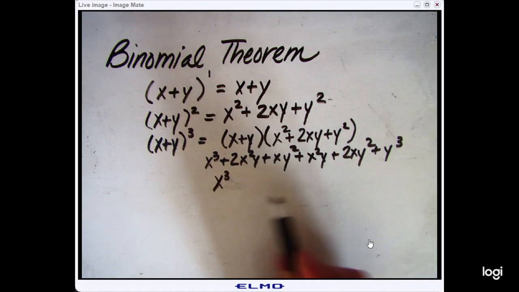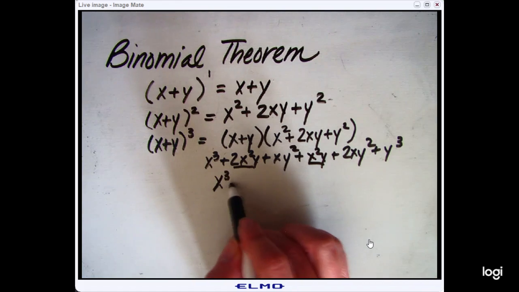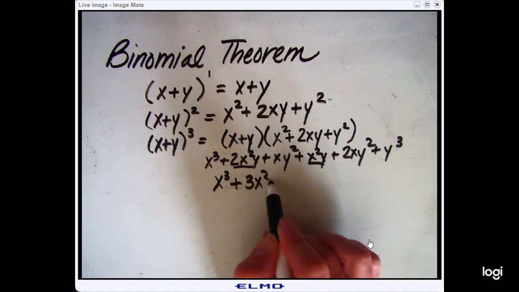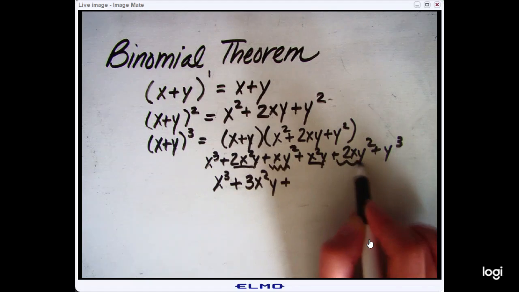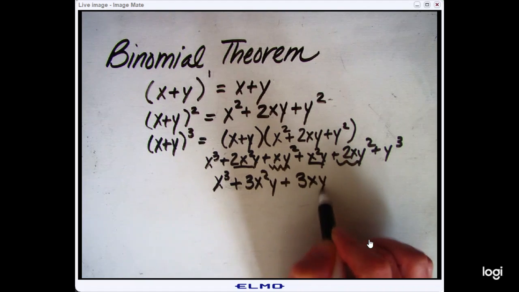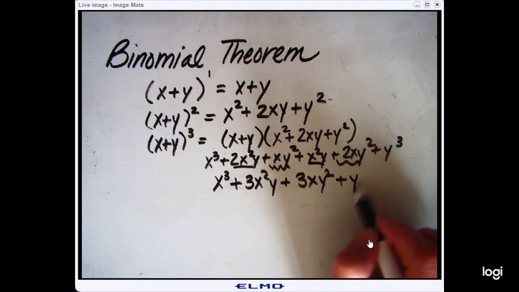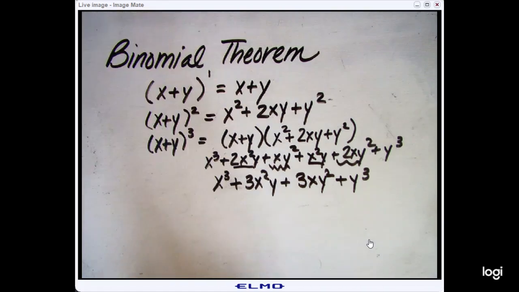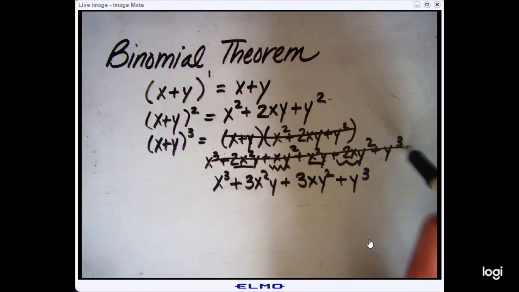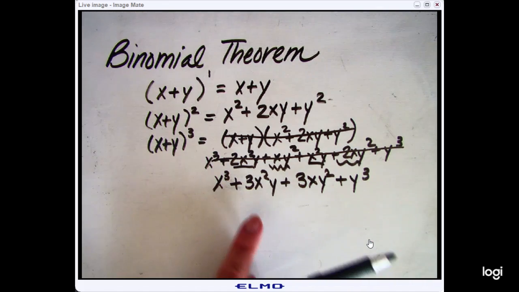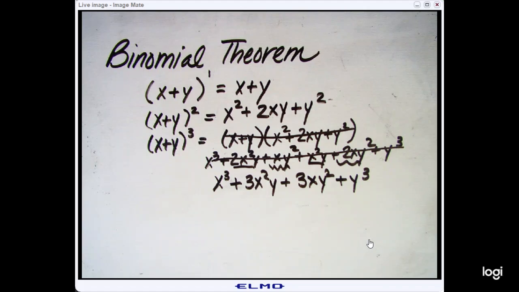X cubed plus 3x squared y plus 3xy squared plus y cubed. Now, just for the sake of my sanity, being able to see these, I'm just going to draw light lines through those so I know x to the cubed is that.